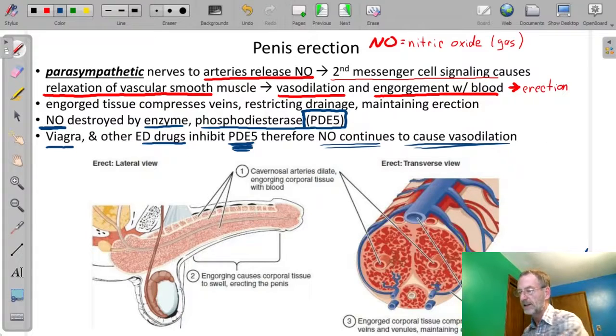And that is it for this section. The last part of the male reproductive system that we'll look at will be hormonal regulation. So we'll do that next.